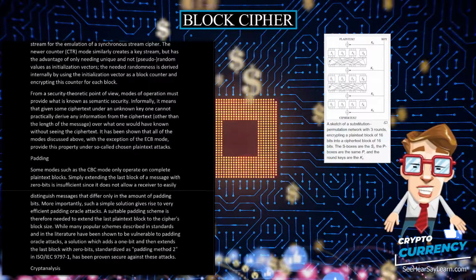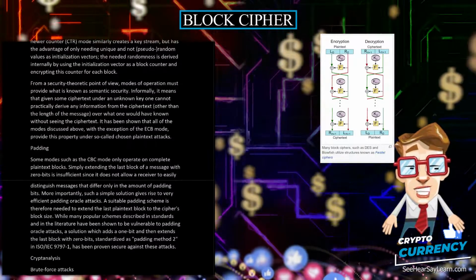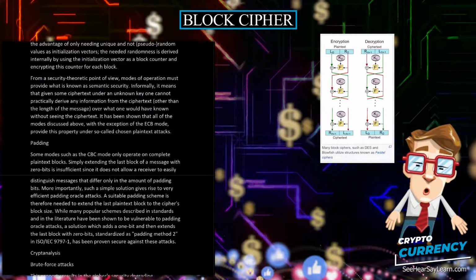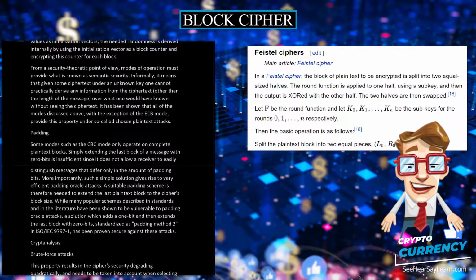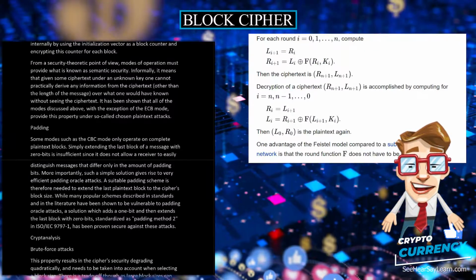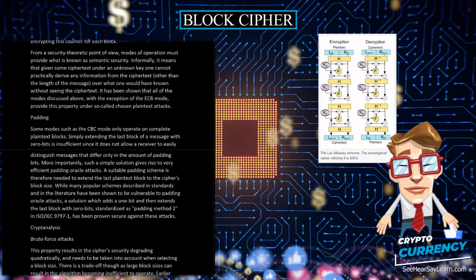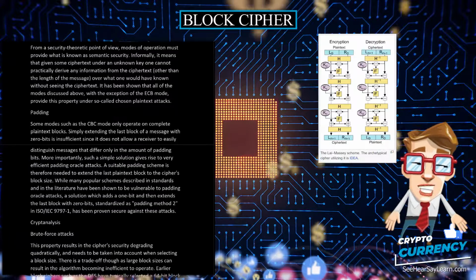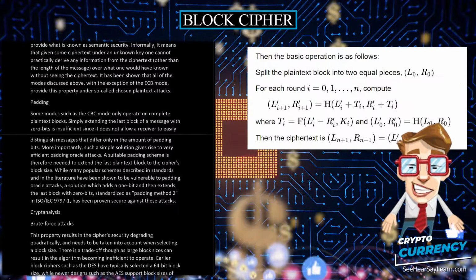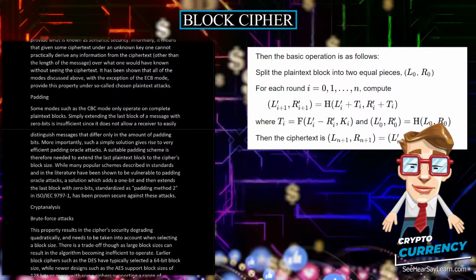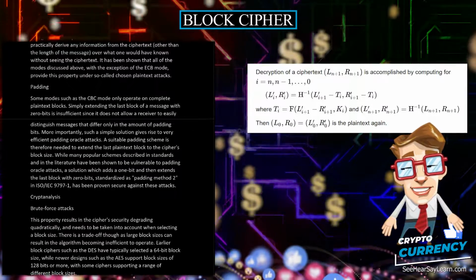The needed randomness is derived internally by using the initialization vector as a block counter and encrypting this counter for each block. From a security theoretic point of view, modes of operation must provide what is known as semantic security. Informally, it means that given some ciphertext under an unknown key, one cannot practically derive any information from the ciphertext, other than the length of the message, over what one would have known without seeing the ciphertext. It has been shown that all of the modes discussed above, with the exception of the ECB mode, provide this property under so-called chosen plaintext attacks.